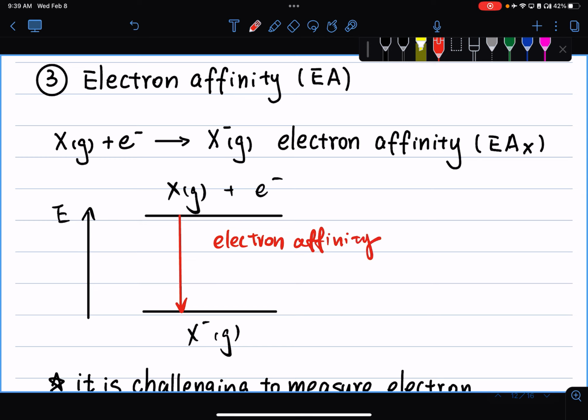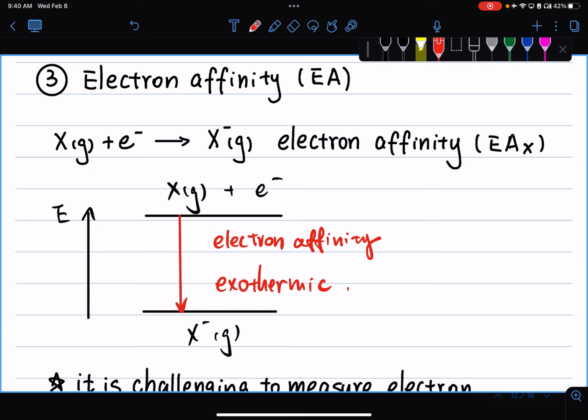The first electron affinity is normally a negative number, which means this process is exothermic. When we say exothermic, we're saying this process releases energy. It's just one of the terminologies we use in thermodynamics. Endothermic requires energy for the reaction to take place, and exothermic means the reaction releases energy.